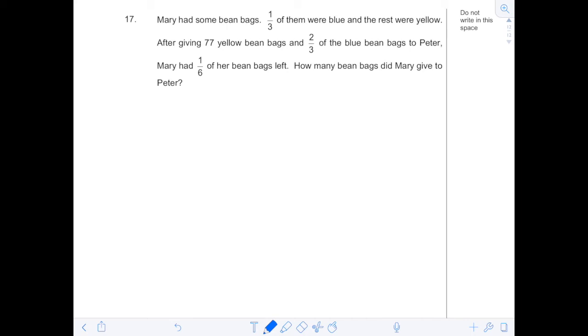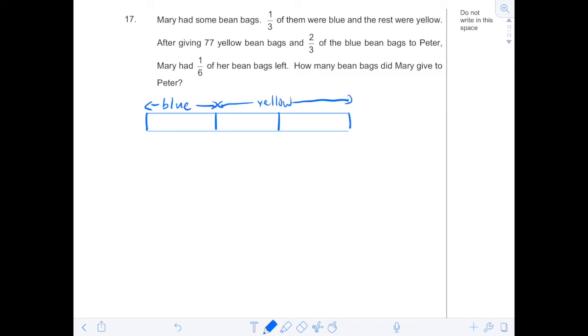Okay, so first we should draw a before and after model. In the before model, I'm just going to draw a huge model here because you have to break it up into a lot of units later. This one is split into 3. 1/3 were blue and the rest were yellow. And this is Mary.